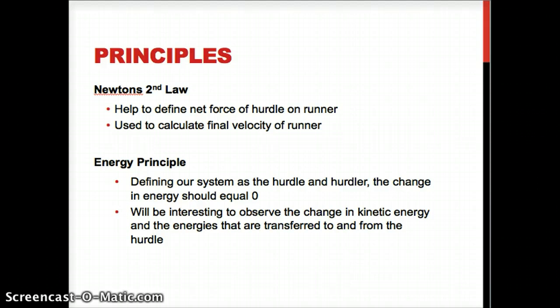Newton's second law can be used to calculate an object's velocity, net force, mass, and a time step. In this lab, we will be using it to calculate the net force that the hurdle has on the hurdler, and we'll use that calculated force to implement Newton's second law into our coding to find the final velocity of the hurdle and hurdler system. The energy principle states that if no energy is leaving or entering the system, delta E should be 0. We're going to use this at the end of the lab to check whether the system of the hurdler and hurdle conserves kinetic energy.